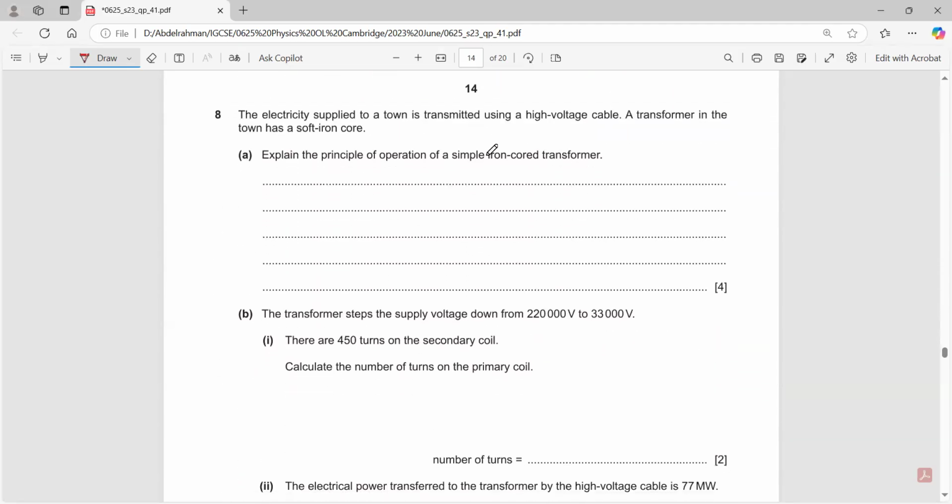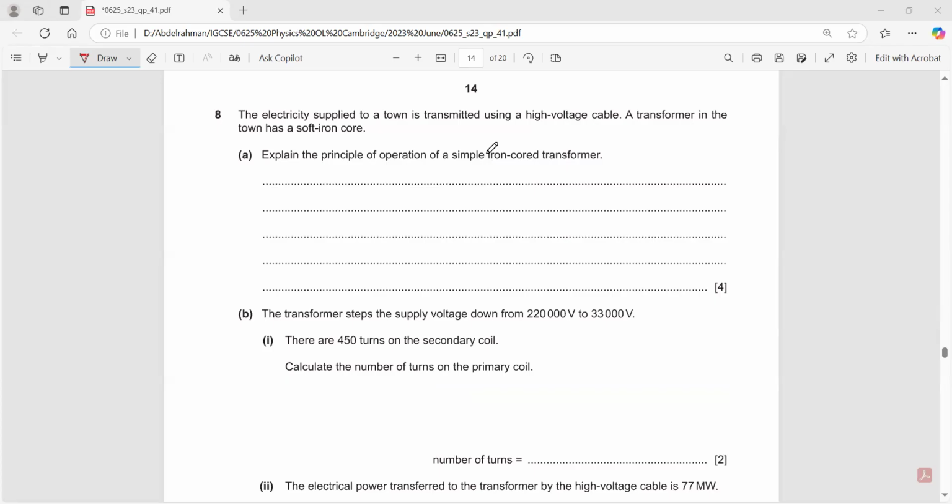The electricity supplied to a town is transmitted using a high voltage cable. A transformer has a soft iron core. Explain the principle of operation of a simple iron core transformer. Basically, if we talk about the transformer, we need to state that the input current is an alternating current, creating an alternating magnetic field that cuts the secondary coil, producing an alternating induced EMF.